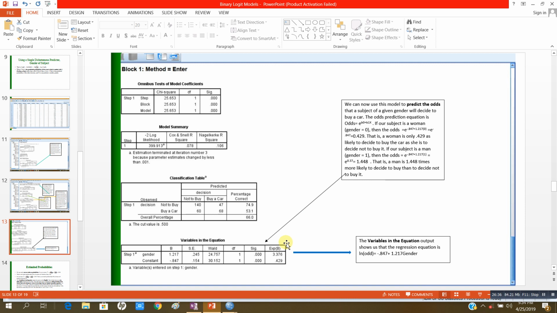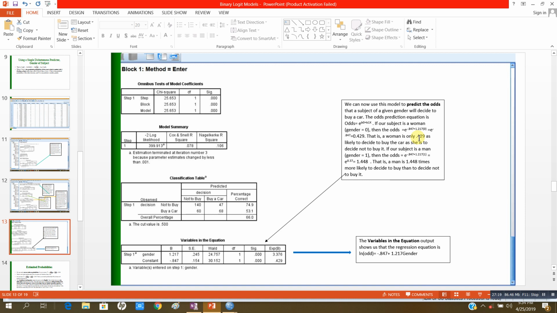What does it mean? It means that a woman is only 0.429 as likely to decide to buy the car as she is to decide not to buy it. This is technical, so consider it again. This odds equal to 0.429 means the woman is only 0.429 as likely to decide to buy a car as she is to decide not to buy it.